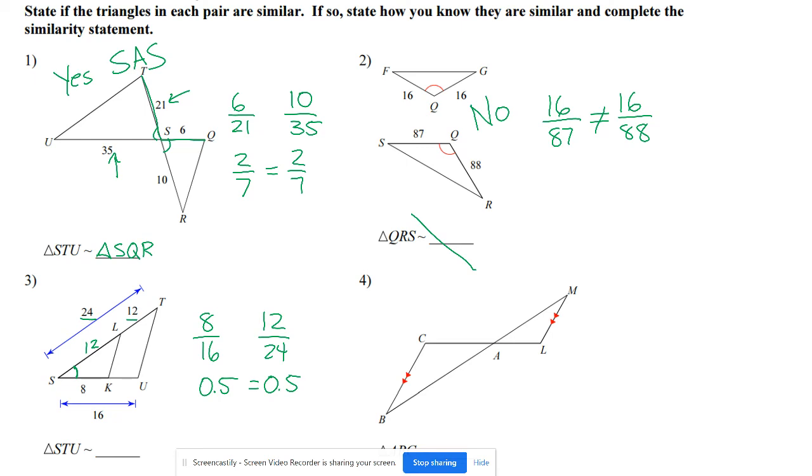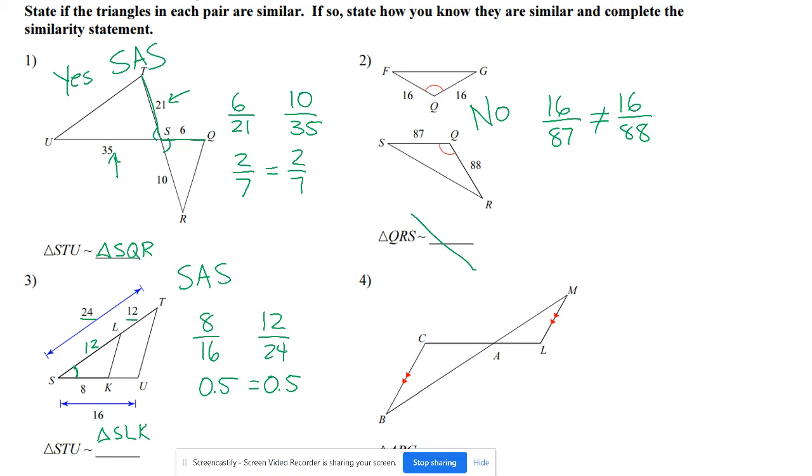I have angle S, which is congruent to itself. So I can say, okay, I got STU is similar to SLK. So L would go with the T, K would go with the U. And my reason here, again, would be side, angle, side.